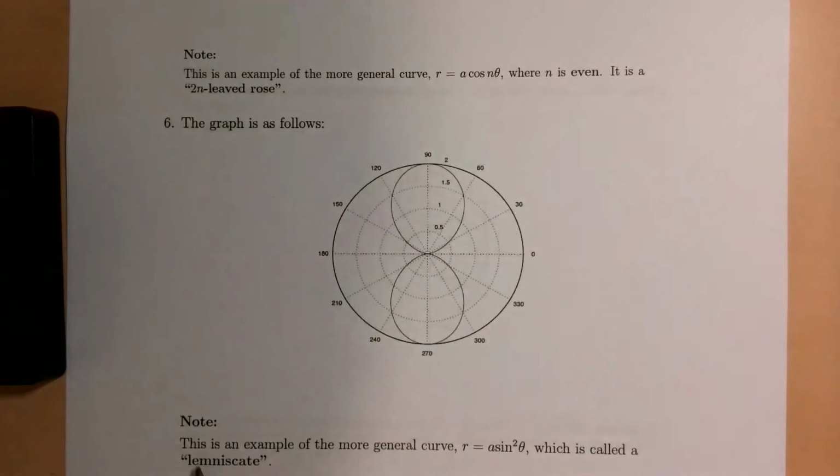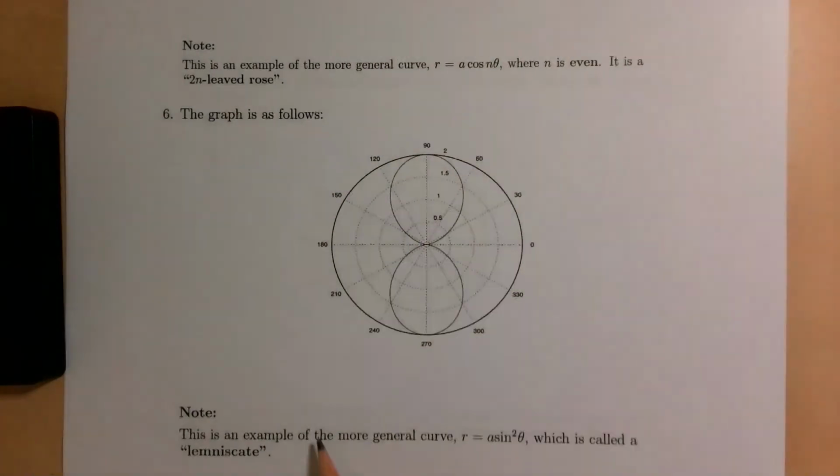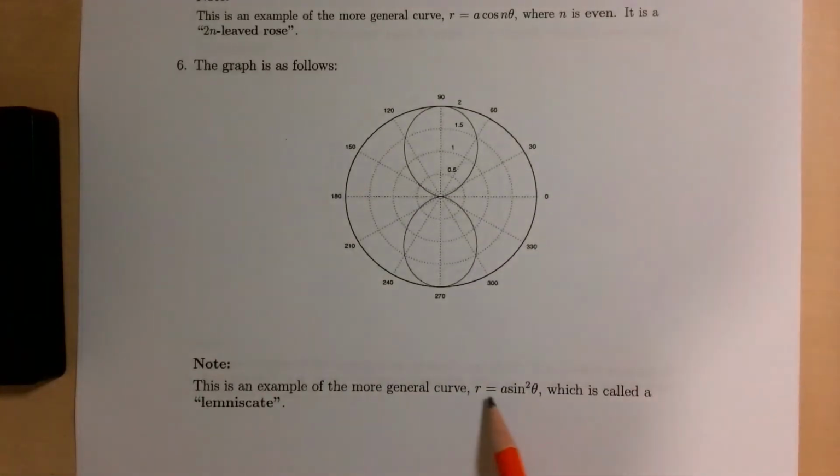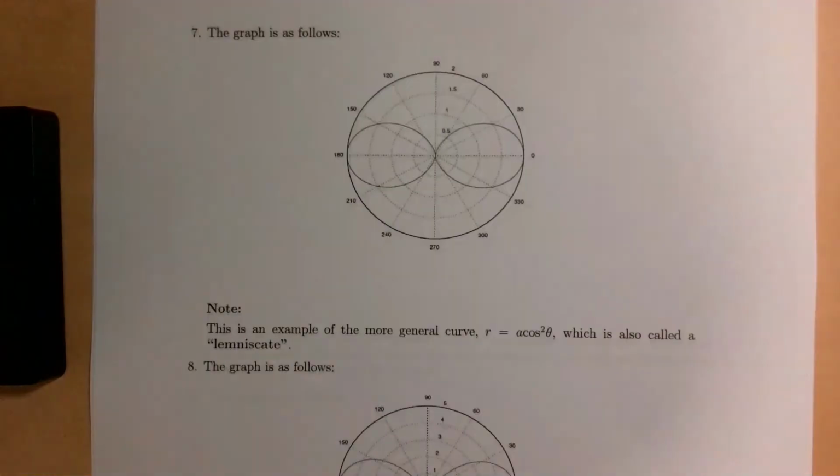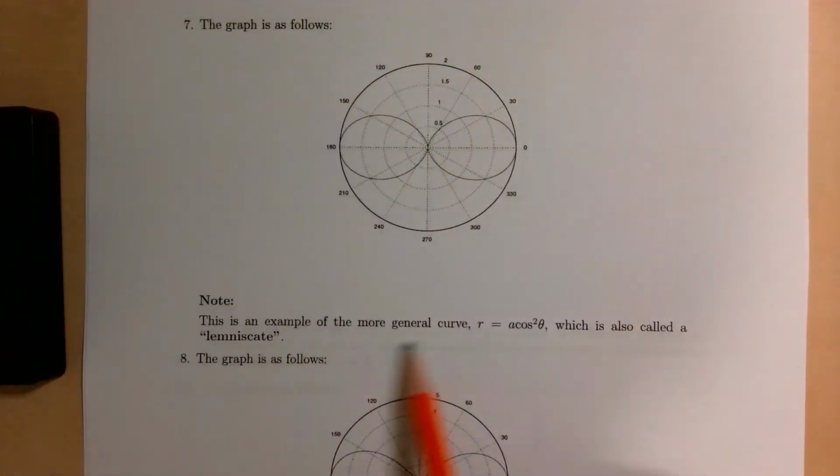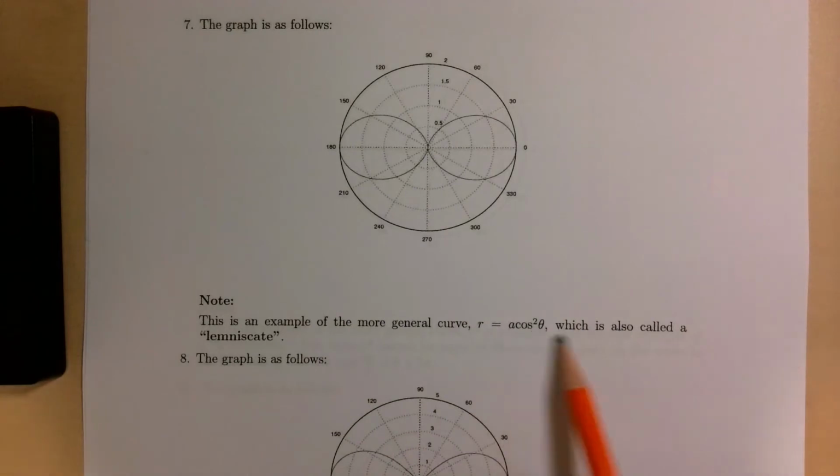This graph is as follows. This is an example of a more general curve, where r equals a sine squared theta, which is called a lemniscate. Graph as follows. An example of a more general curve, r equals a cos squared theta, which is also called a lemniscate.